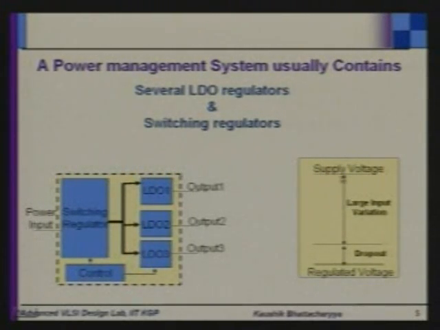Here you can see the raw supply voltage. We want to regulate it and step it down. For this, the supply voltage is stepped down to a large extent through a switching regulator, handling large input variation. Thereafter, some amount of voltage, say 3.1 volt to 2.9 volt, a 200 millivolt dropout, is done through these LDOs. So, high power efficiency as well as low output ripple can be achieved through this composite module.